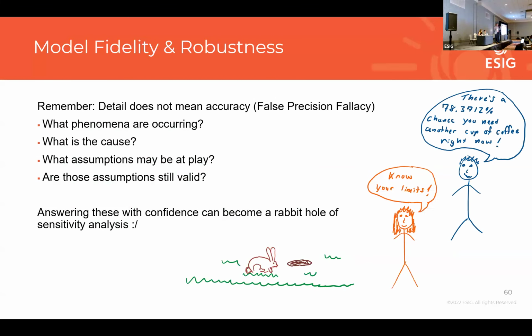A couple other reminders I would say, on model fidelity, and we've tried to drive this home, right? Detail does not mean accuracy, and there's the false precision fallacy. What comes out of these models looks like what you would have pulled off an oscilloscope or a DFR, right? It has all of these really cool, really real looking waveforms coming out of it. Doesn't mean it's right at all, right?